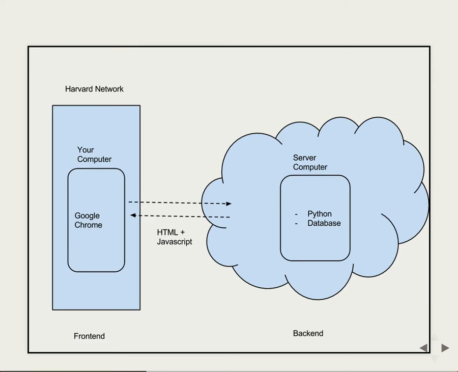here's an example of what a website would look like and how the connection would look. Let's say we're in the Harvard network. This is my computer right there, and there's Google Chrome running on it. And here is another computer somewhere, running Python, with a database that's full of data. When my browser sends over a request, saying give me this page, it responds and sends me a bunch of HTML.